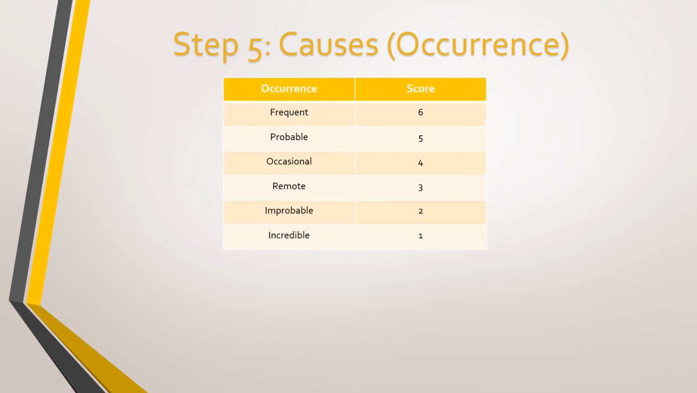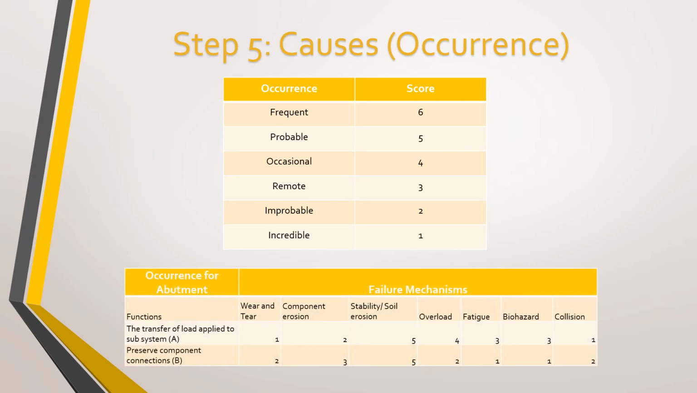The 5th step is then to establish the occurrence of these failure modes based on the causes. We used a 6-point scale ranging from incredible to frequent. What we can see then, if we look at the abutment, is that stability and soil erosion, for instance, is very probable, while failure modes such as wear and tear and collision are almost incredible.